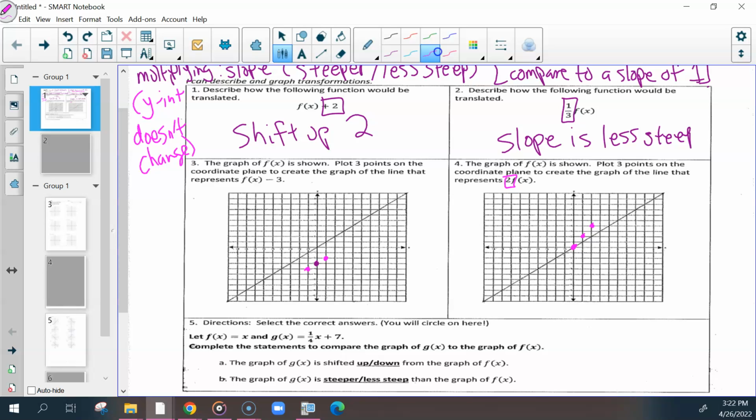The difference between these two is number 3, you could pick any of the points because the entire function is just being moved down 3. The slope isn't changing. For number 4, I can't just pick a point and say, well, let me multiply this by 2, because we have to start at the y-intercept and go from there.